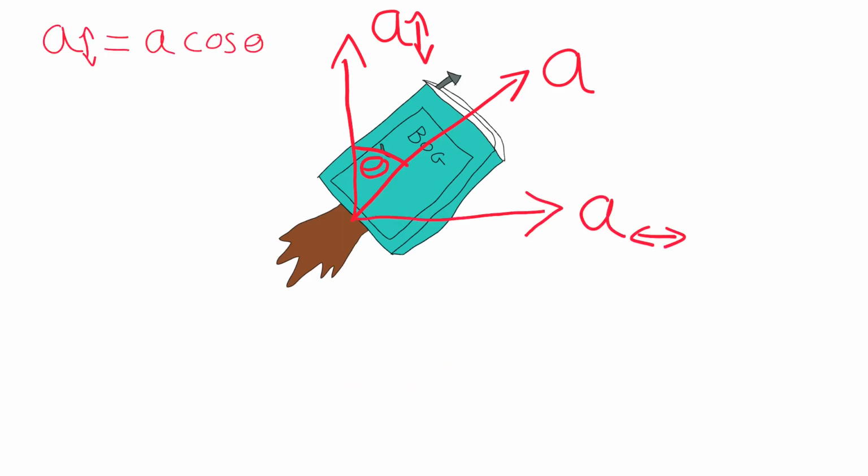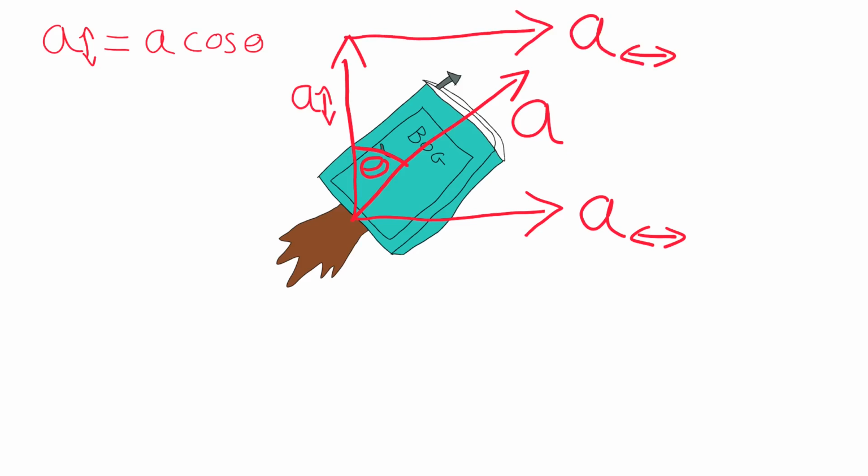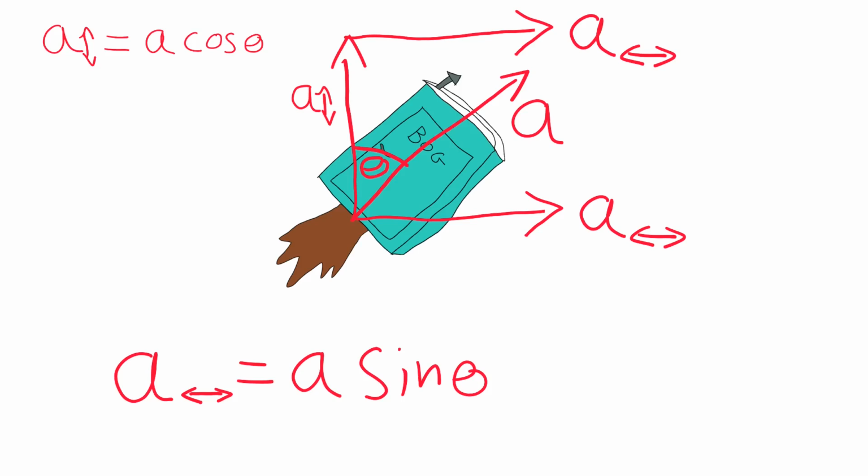Now let's add the sidey side acceleration. And to make it a little bit easier to see, let's add the same arrow up here. So from this triangle, we can see that A sidey side equals A sine theta. Now that we've got the acceleration, we can work out the speed and position of Geoff's portabog.